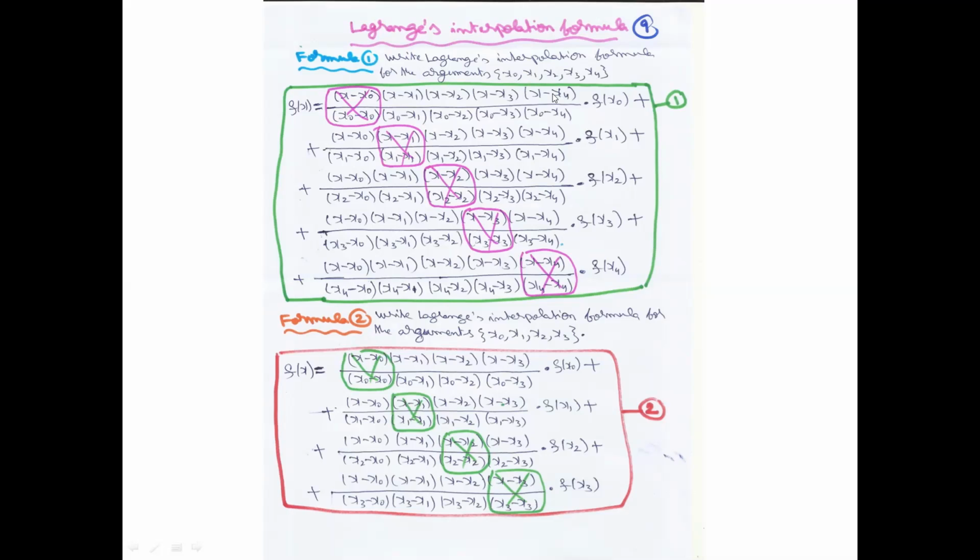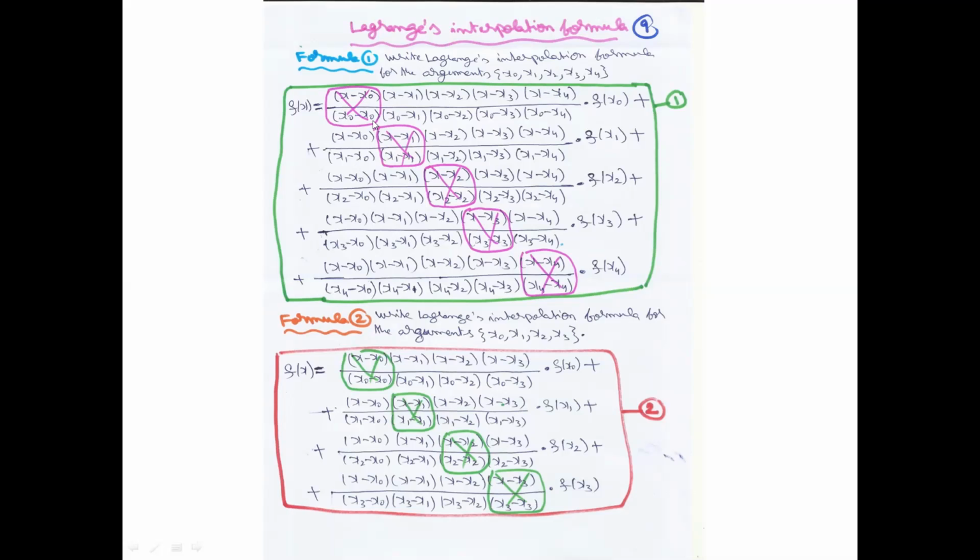In order to remember this formula, observe carefully. How many arguments are there in the formula? x naught, x1, x2, x3, x4. So totally 5 arguments are there, x naught to x4. So in this formula, 1, 2, 3, 4, 5 terms are there. So the sum of 5 terms.